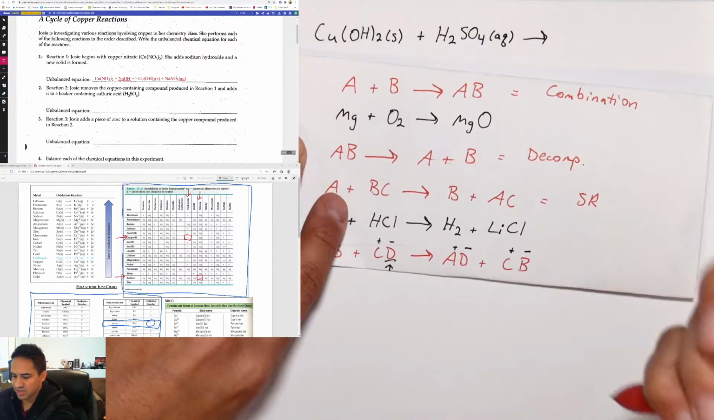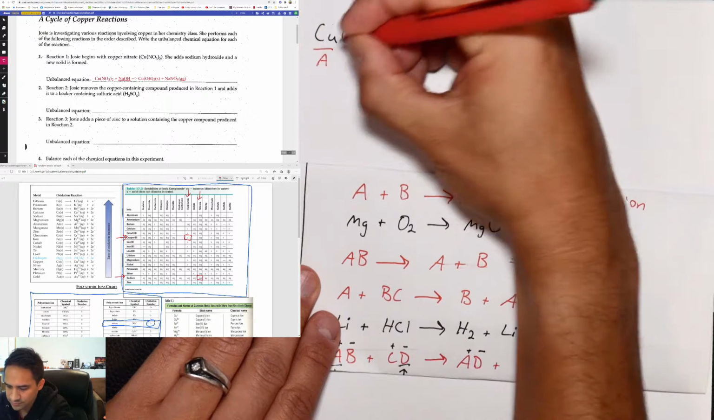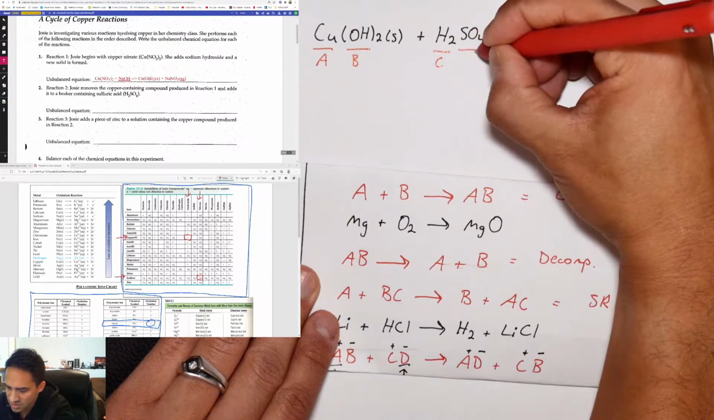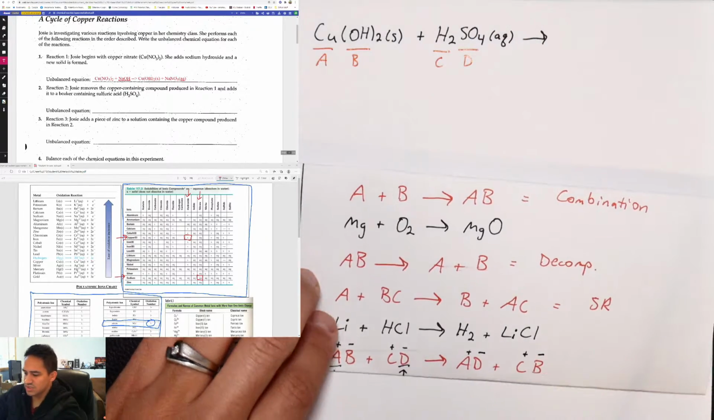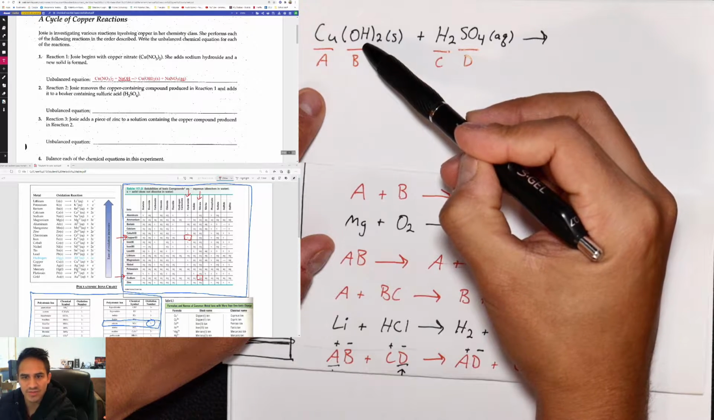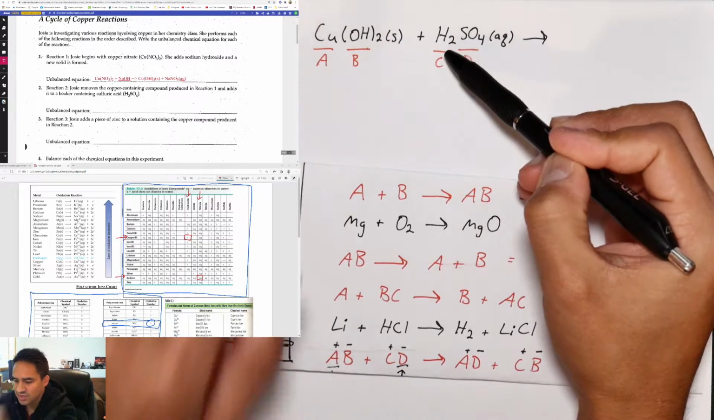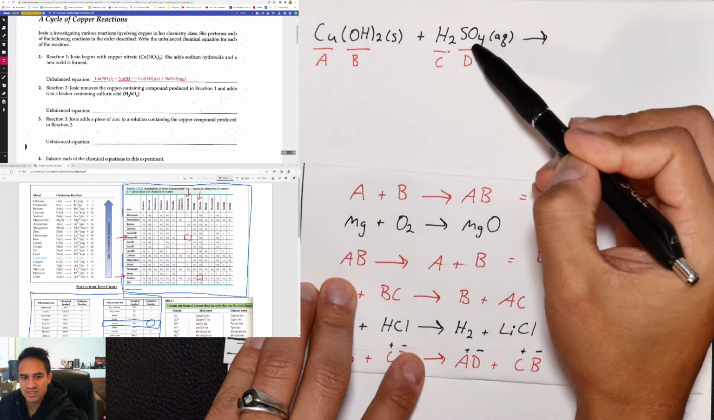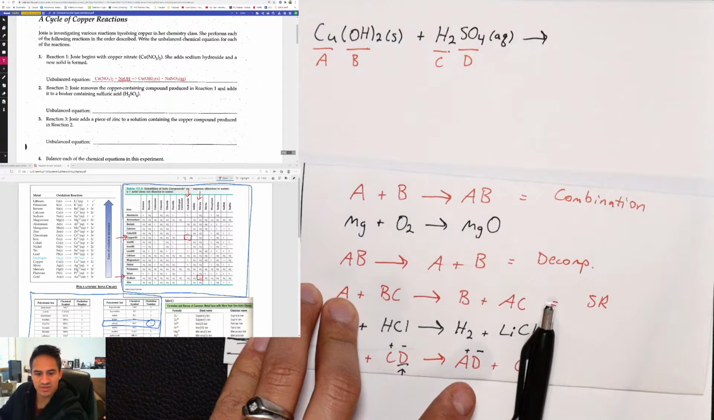So this is A, this is B, this is C, and this is D. Now again, A is copper, B is hydroxide, which is a polyatomic ion, C in this case is hydrogen, and SO4 is another polyatomic ion, called sulfate.